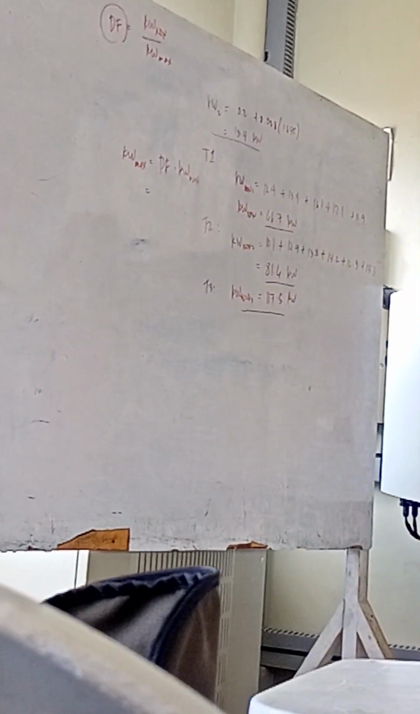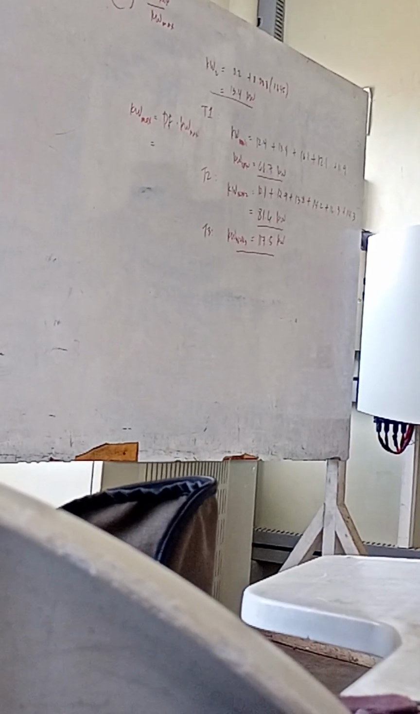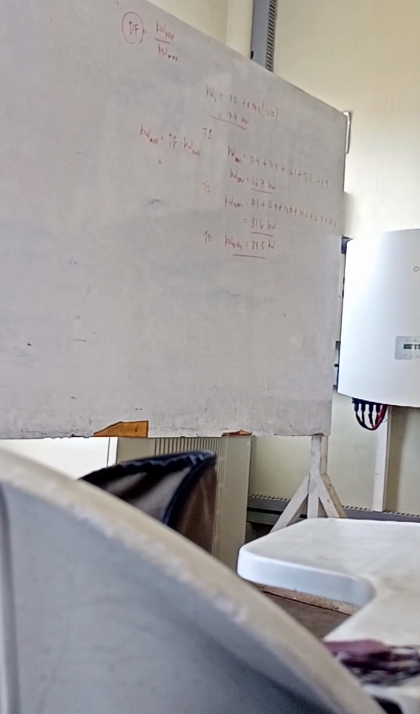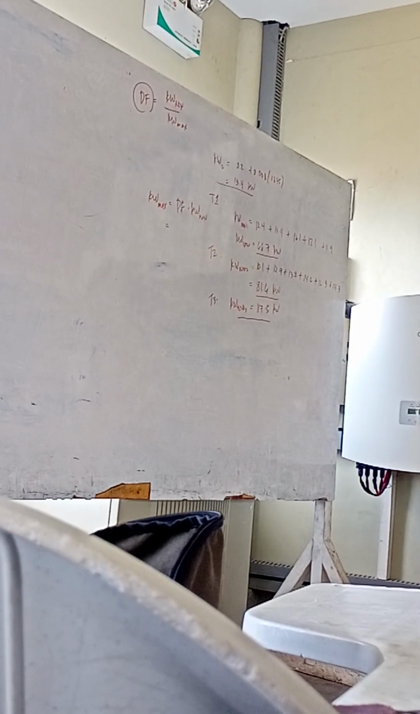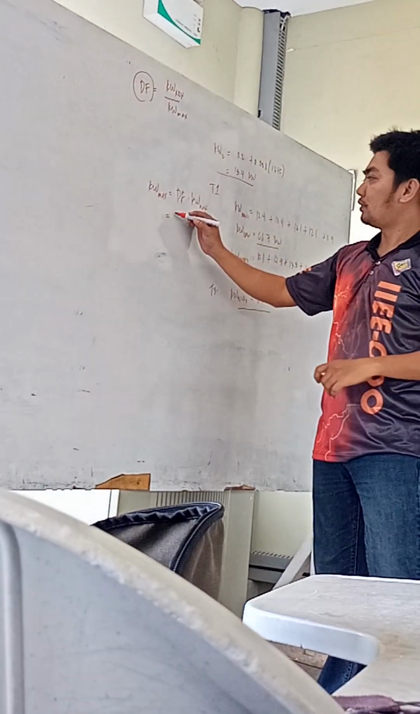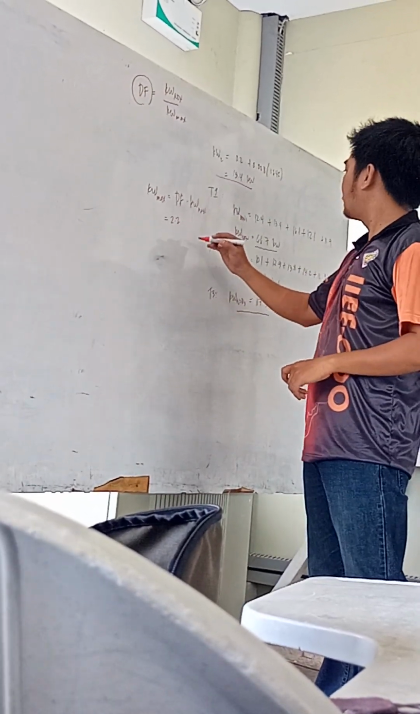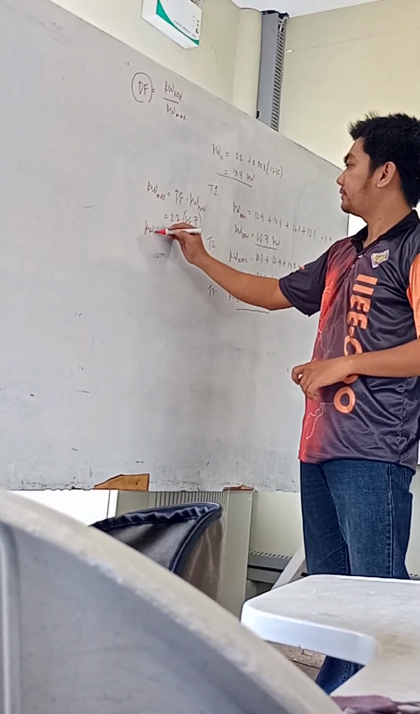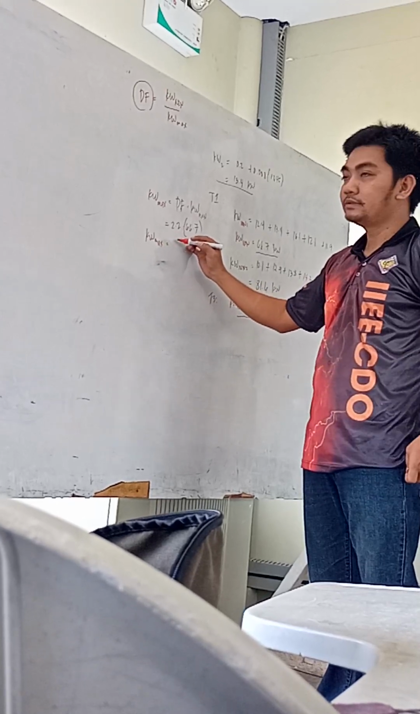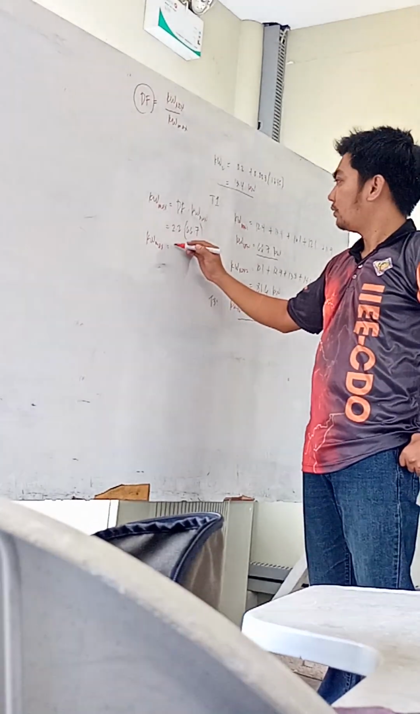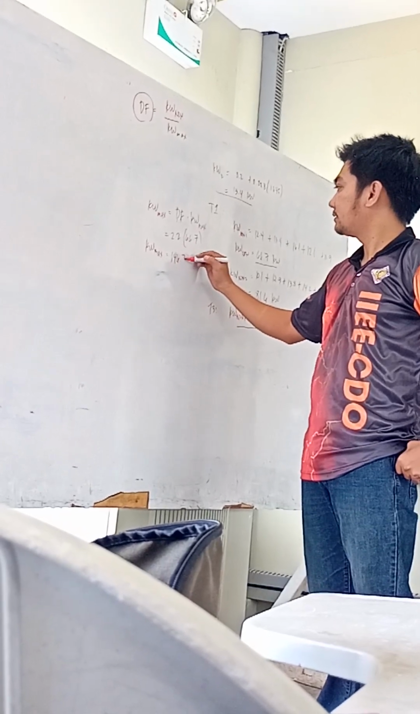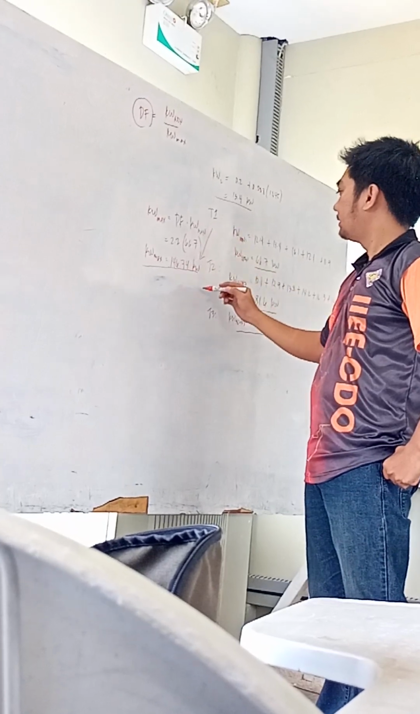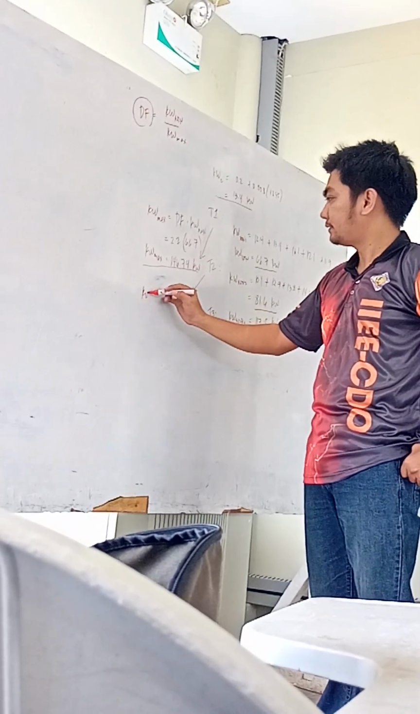what is the diversity factor? We have 5 connected loads, so you refer to the table. For 5 connected loads, the diversity factor is 2.2. So 2.2 times 66.7 gives 146.74 kilowatts. So this is for transformer 1. Transformer 2: 179.62.